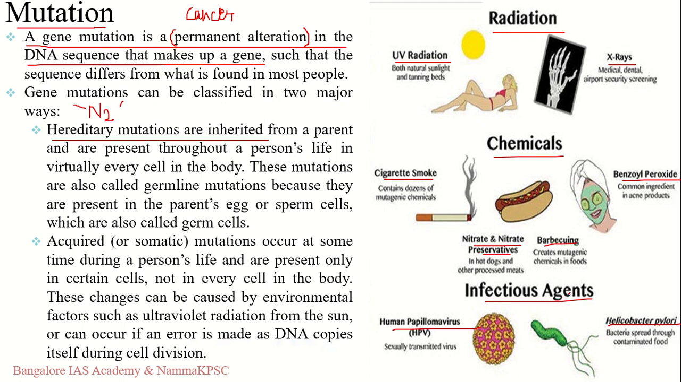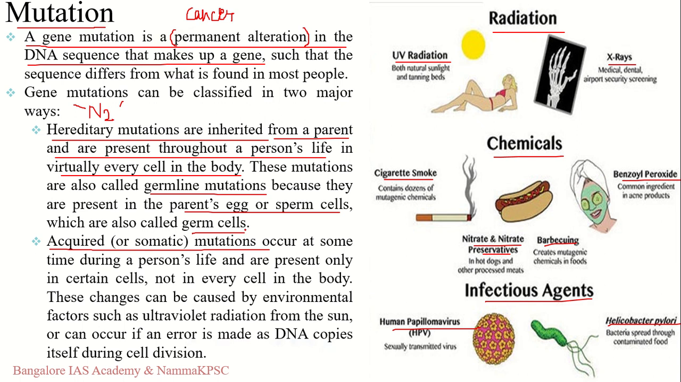Now, there is something known as acquired mutations and hereditary mutations. Hereditary mutations are inherited from a parent and are present throughout a person's life in virtually every cell in the body. These mutations are also called germline mutations because they are present in the parent's egg or sperm cells, which are called the germ cells.